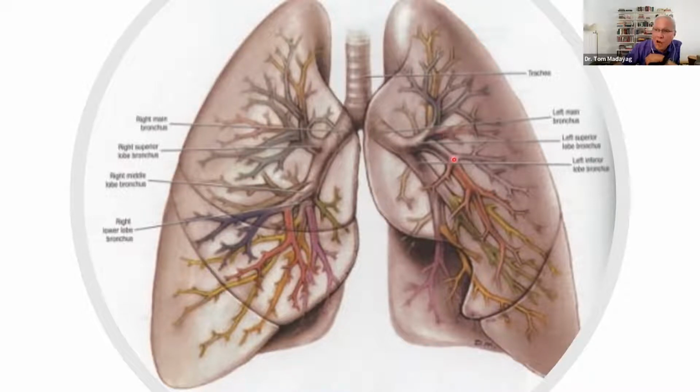The left lung right over here is separated by the oblique fissure. This is the fissure right here. And it has two main lobes, the superior as well as the inferior lobe.